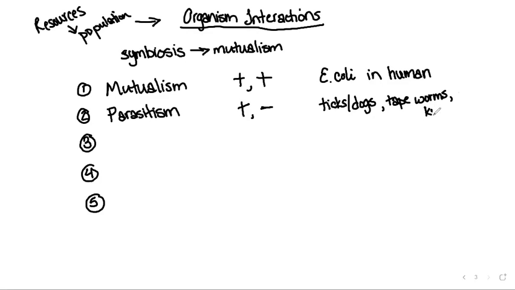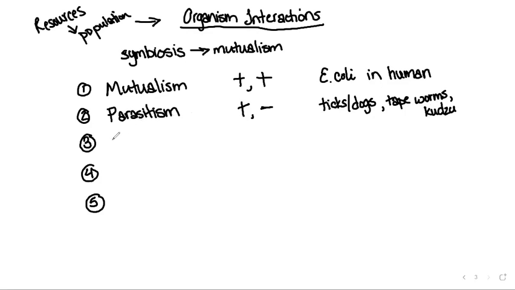We're talking, you could even talk about kudzu in a form of having a parasitic relationship with some of the plants that it grows on. That one, hold that one in your back pocket because we're going to address that one in the next unit, okay? So we have mutualism, we have parasitism.